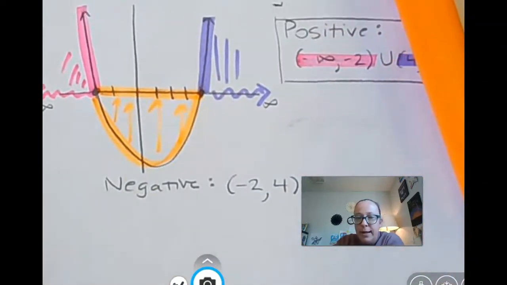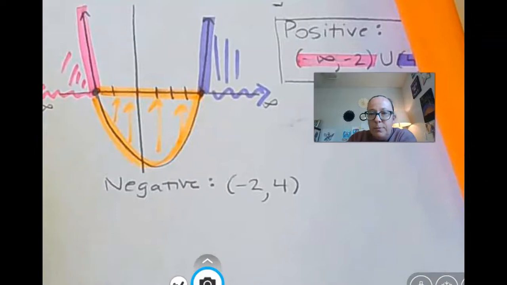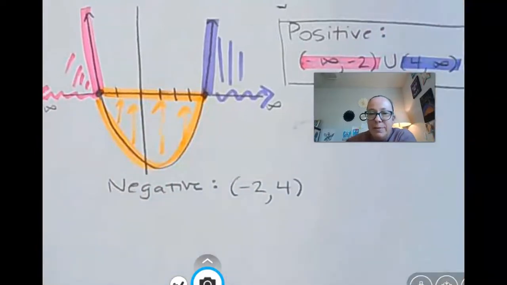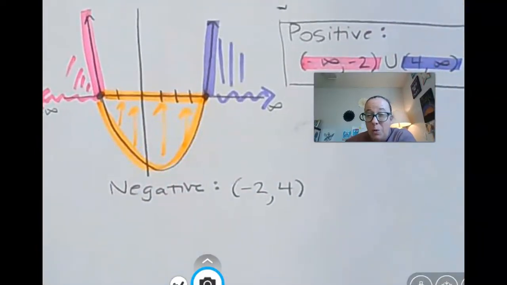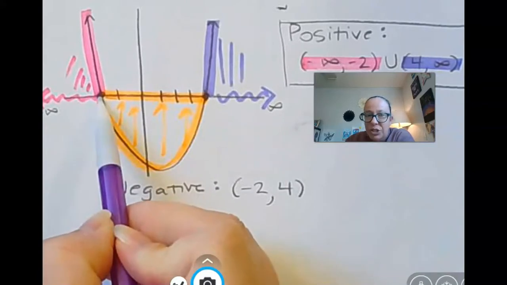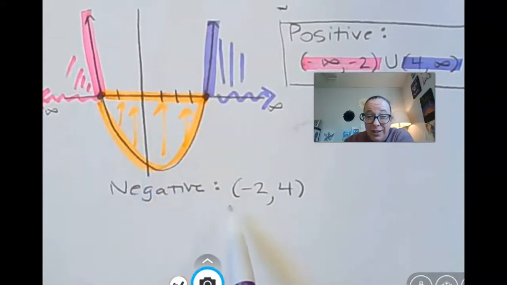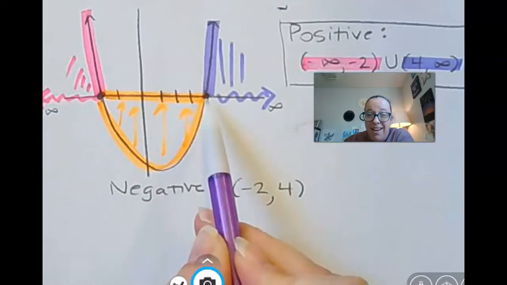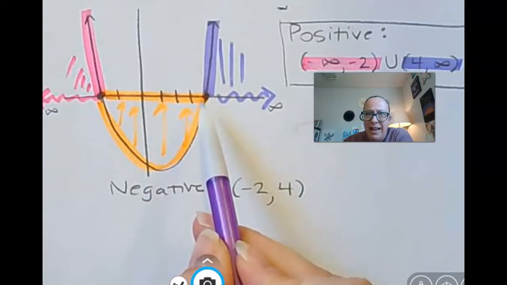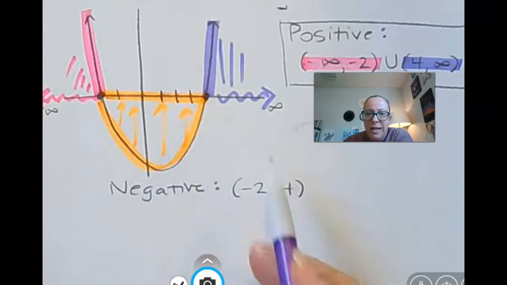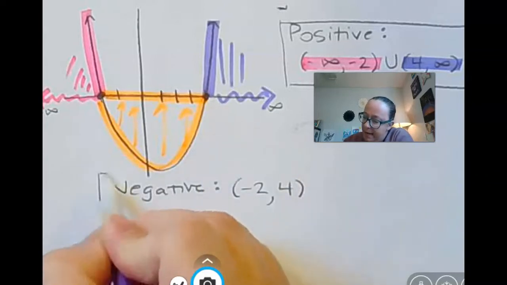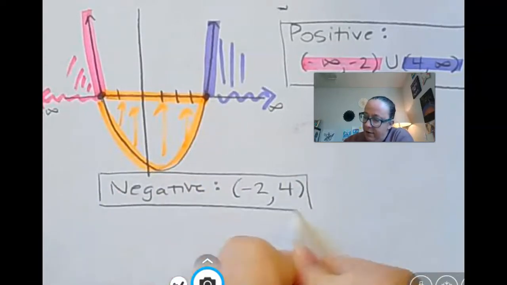I haven't explained why. The reason we don't use brackets with positive and negative is it has to be above or below the x-axis. At -2, I am on the x-axis, so it's not really positive or negative, so I can't include it. And at 4, I'm on the x-axis, so it's not positive or negative, it's neutral as far as that goes, so I can't use a bracket. But there is your interval of negative.